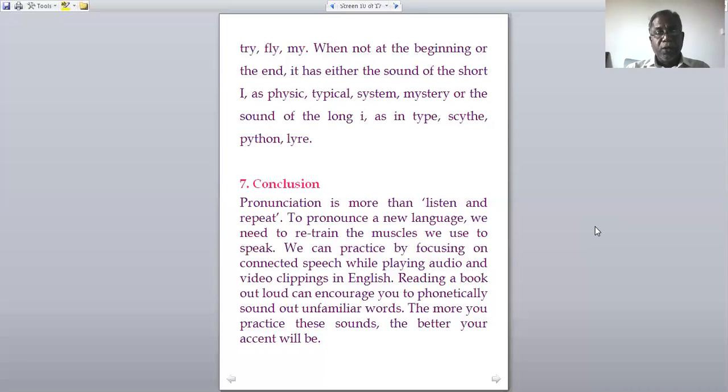Now you can listen. The more you practice these sounds, the better your accent will be. If you practice more, your accent also will be very nice, very sweet, and everyone will love you. Everyone will recognize you. They will give you more image, more value.